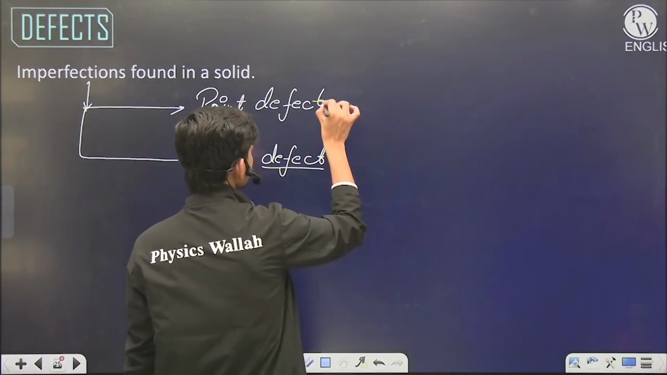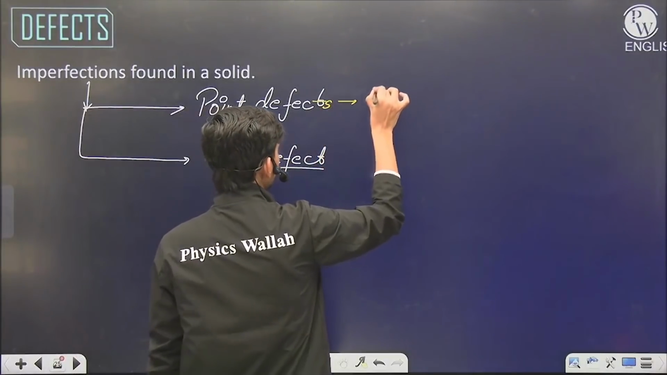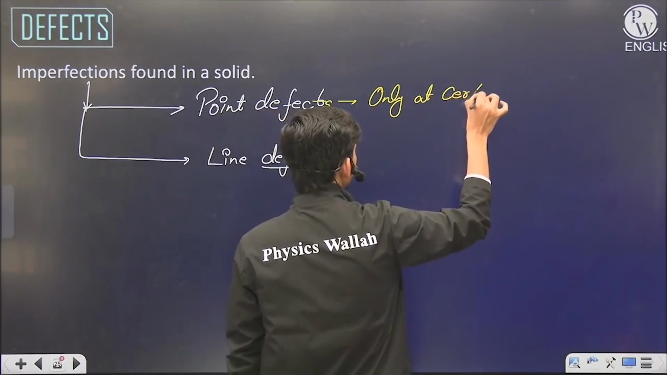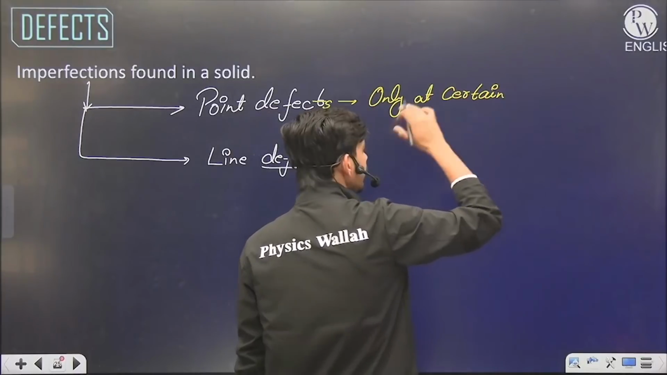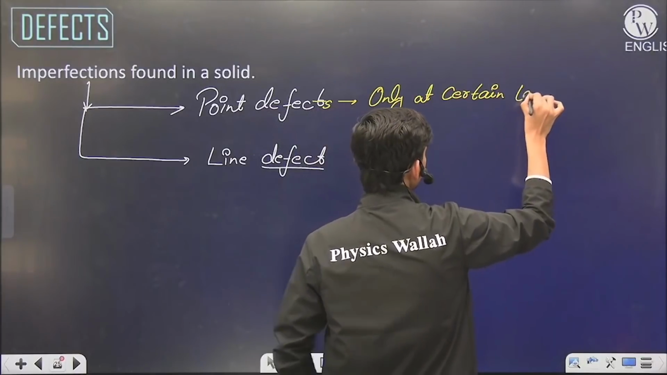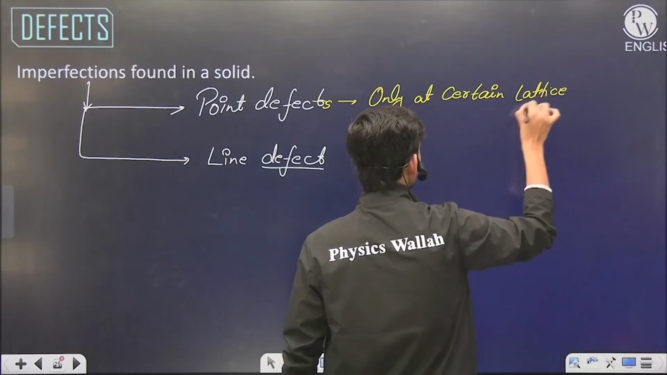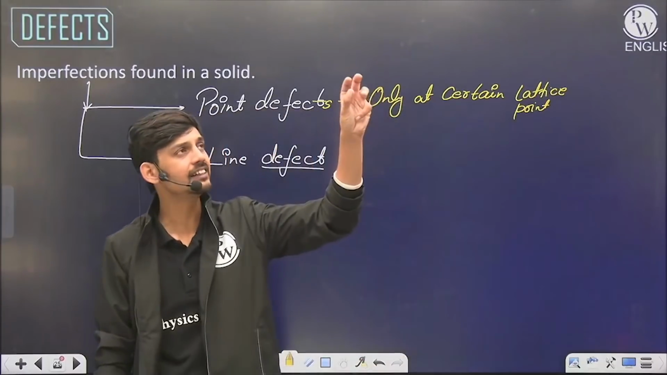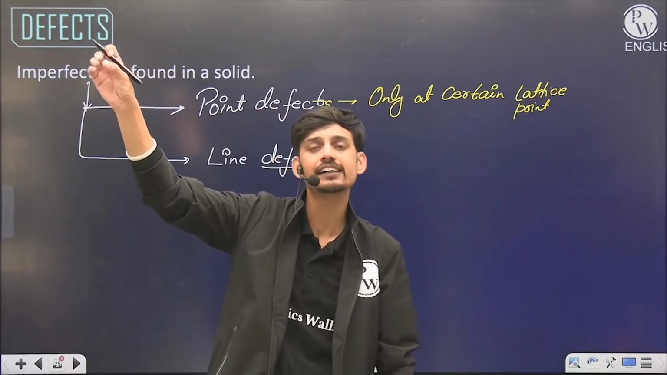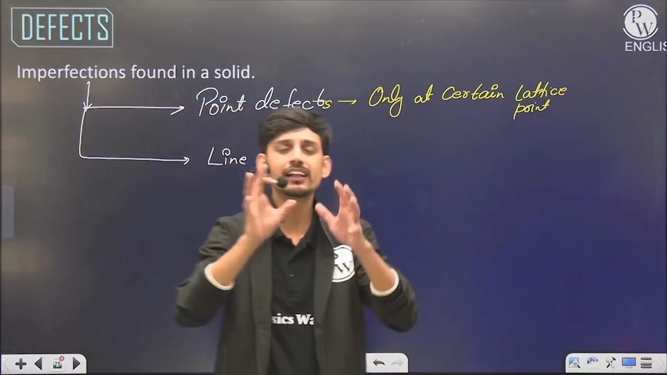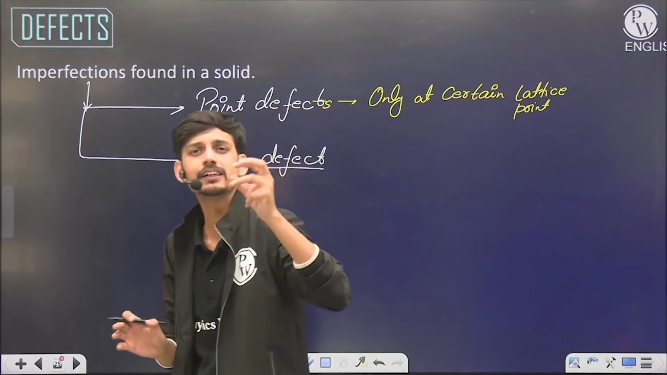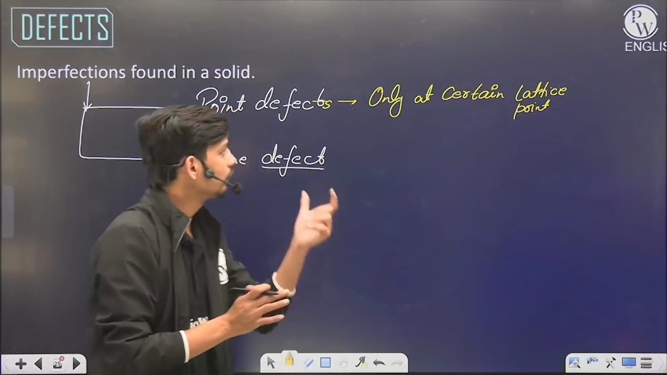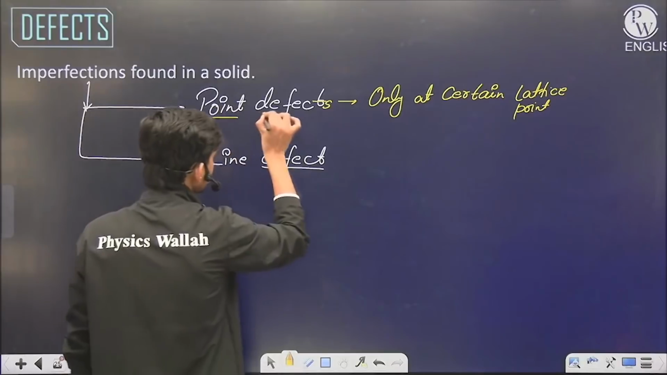So point defects are when a defect is present only at a certain lattice point. That means the defect is not very much diffused in the solid. For example, some defect is at this lattice point, another defect is at some far lattice point. So the defect is quite random and limited to some lattice points only. It is not diffused throughout the solid. Those defects are called point defects.